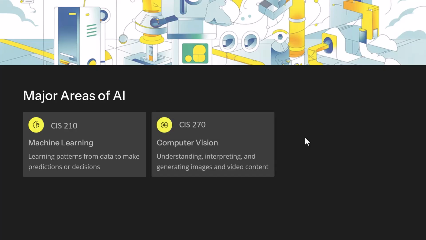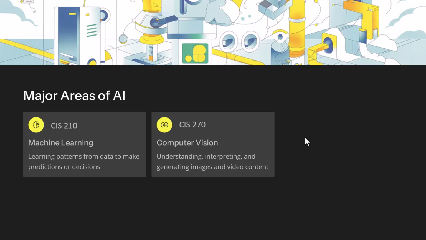Okay, so next let's go into the three major areas of AI, and these also correspond to the three major AI classes that we have after this class at Grand Rapids Community College. So the first one is machine learning. This is our CIS 210, and this relates to learning patterns from data to make predictions or decisions. We'll go into more detail on the next couple slides about each of these, but just introduce these very briefly.